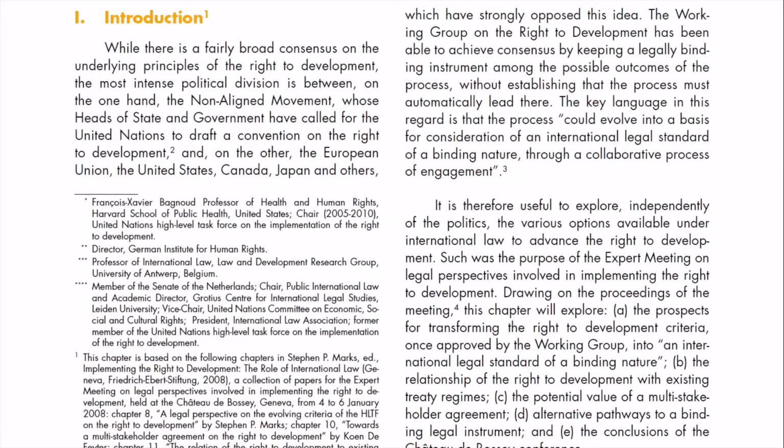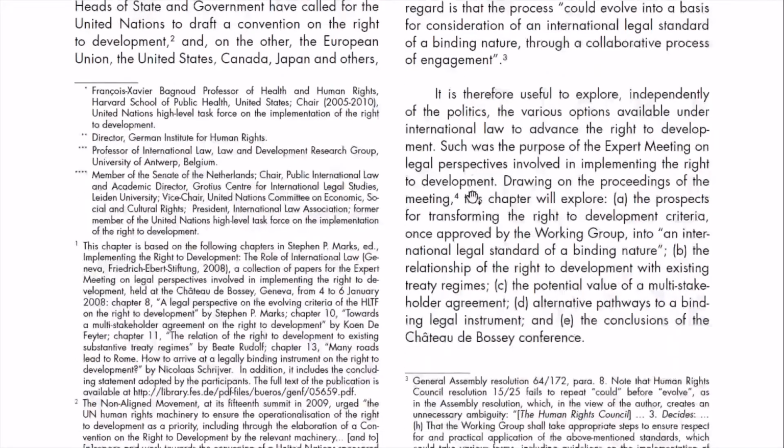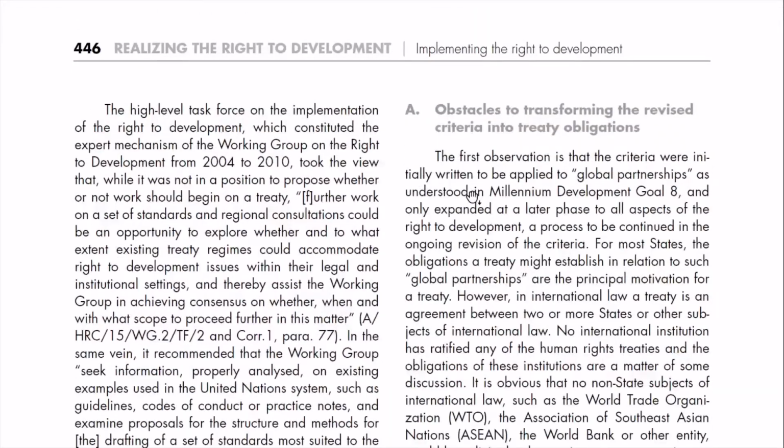The proceeding legal process, which has the United Nations draft convention on the right to development, with the European Union, whether it is the United States, Canada or Japan, and other countries. Like that, the potential has to be realized, with key language regarding this process in the international legal system. All countries should collaborate in drafting the legal process, which is a high-value task of implementing the right to development, constituted of the expert mechanism of the working group on the right to development.